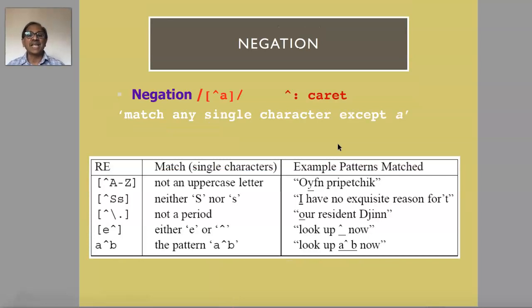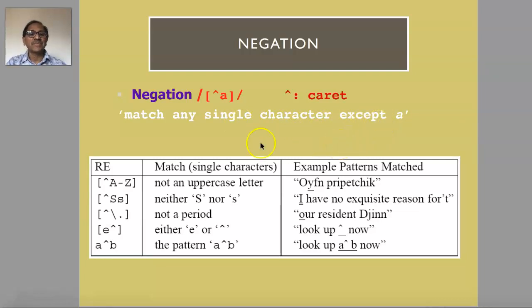We have already seen negation, but we are going to go into a bit more detail now. We said a caret is used for negation. Caret is used for negation. So if I use caret A, that means not A. It can be anything else, any other character. Right? So this matches with any single character except A.